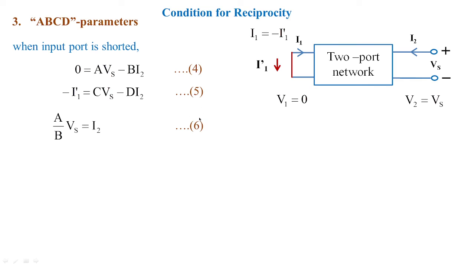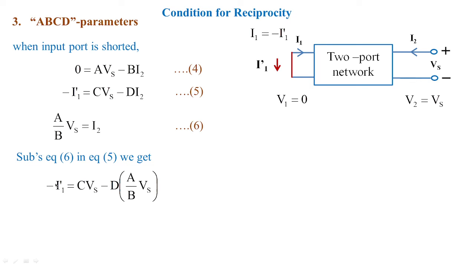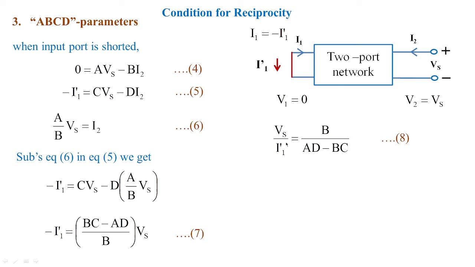Once these two are framed, I'm going to get A by B Vs is equal to I2 from equation 4, that is equation 6. And I'm substituting equation 6 in equation 5 to get minus I1 dash is equal to C Vs minus D, with I2 from equation 6 substituted as A by B Vs, so that I'm going to get the value of I1 dash in terms of Vs, such that Vs by I1 dash is equal to B by AD minus BC. This we are treating as equation 8, that is a reciprocity condition.